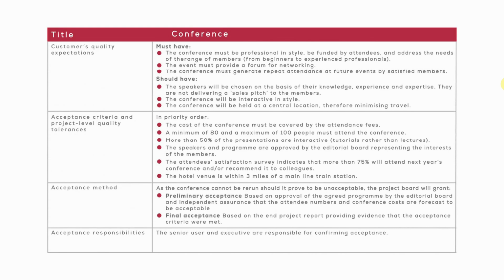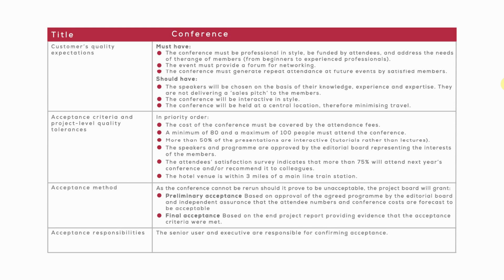Now, we'll pick a couple and look at them. And the point I want to make is I want you to see that for every expectation, there's an associated criteria that shows that that expectation has been met. So the conference must be professional in style, funded by the attendees, and address the needs of a range of members. The expectation there is satisfied by the criteria that the cost of the conference must be covered by the attendance fees. The conference must generate repeat attendance at future events by satisfied members. So we've got a criteria here that says the attendees' satisfaction survey indicates that more than 75% will attend next year's conference. Look at one more.